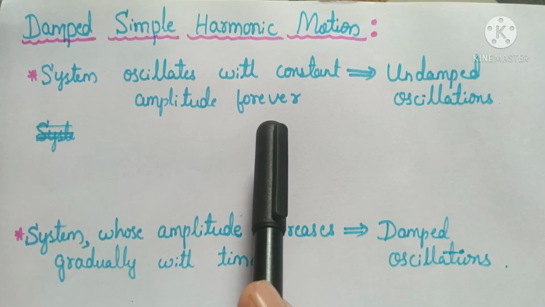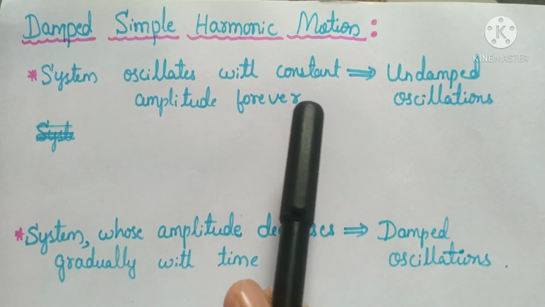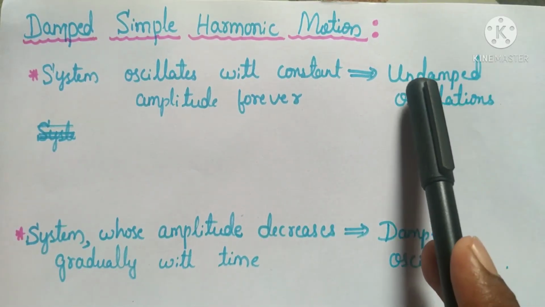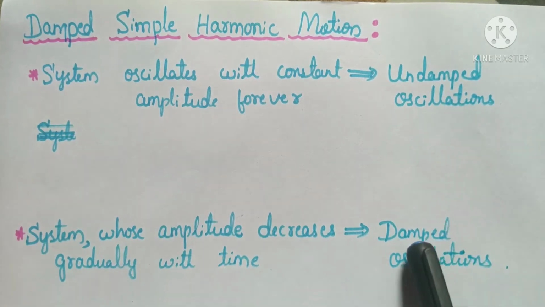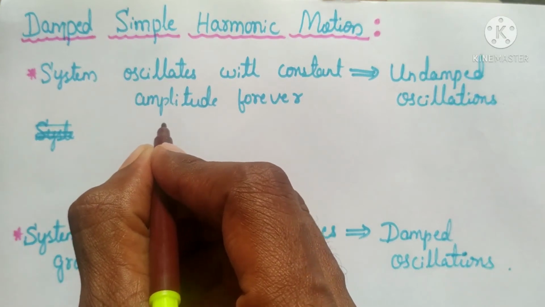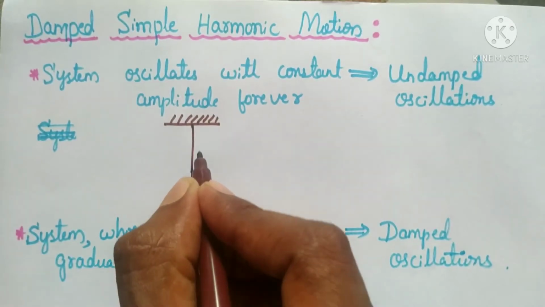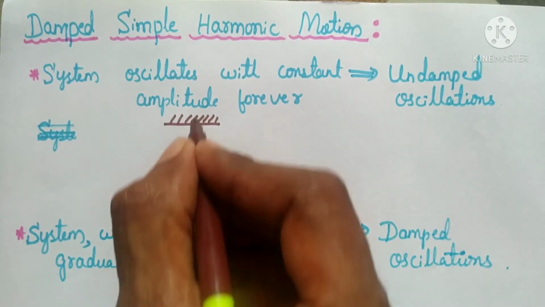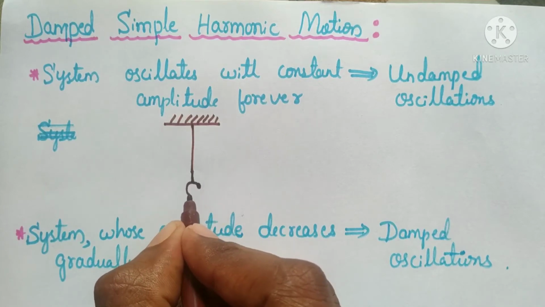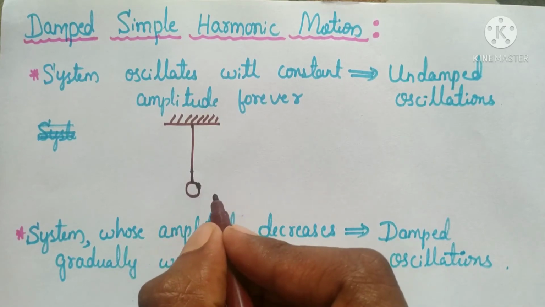So based on the amplitude or displacement, the oscillations are classified into two types. One is undamped oscillation and another is damped oscillation. First, we'll try to understand the meaning of undamped oscillation. For that, I will consider a simple pendulum. This is the rigid support, this is the string, one end of the string is attached to the rigid support, and the other end of the string is attached to a metallic sphere, and we will call this the pendulum bob.